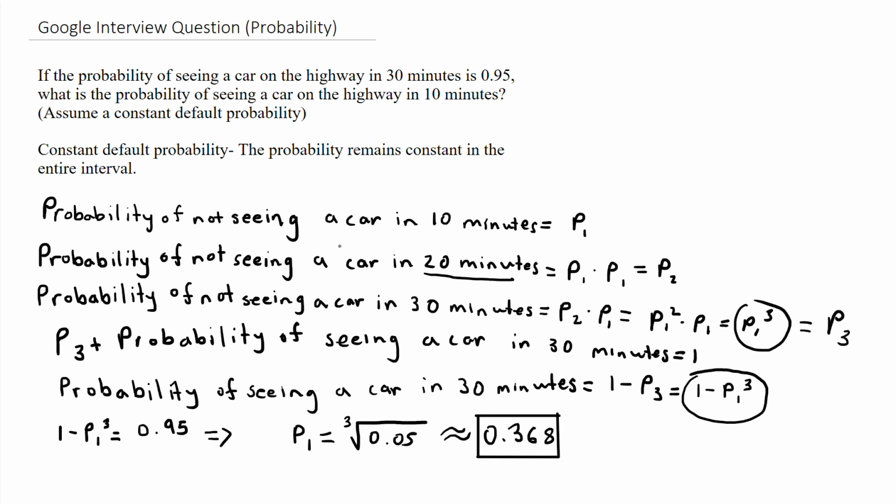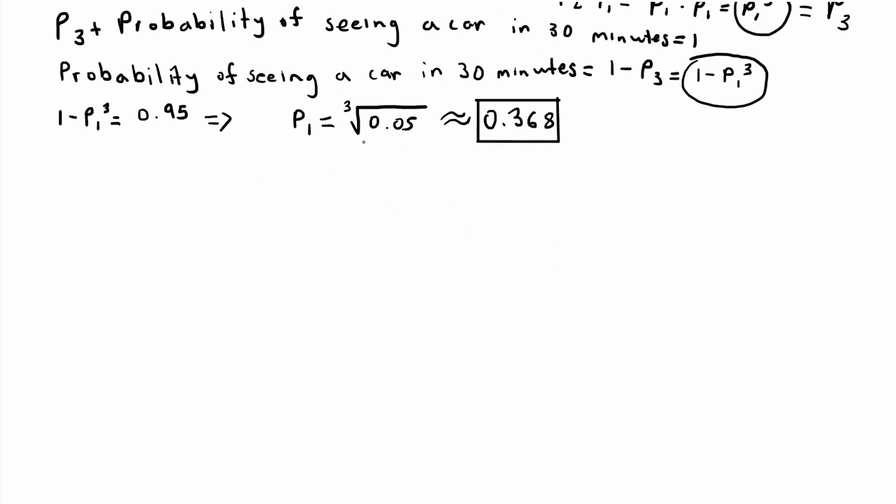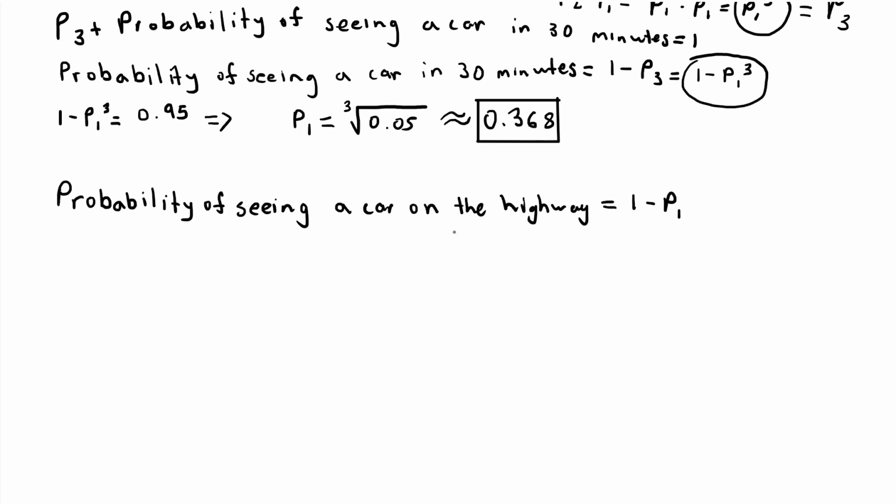So now we found our original quantity, the probability of not seeing a car in 10 minutes, but we're told to find the probability of seeing a car on the highway in 10 minutes, which is the exact opposite of this. Again, these are the only two cases, hence they have to sum to 1. So the probability of seeing a car on the highway is equal to 1 minus P1, which is equal to 1 minus 0.368, and we get our final answer of 0.632.